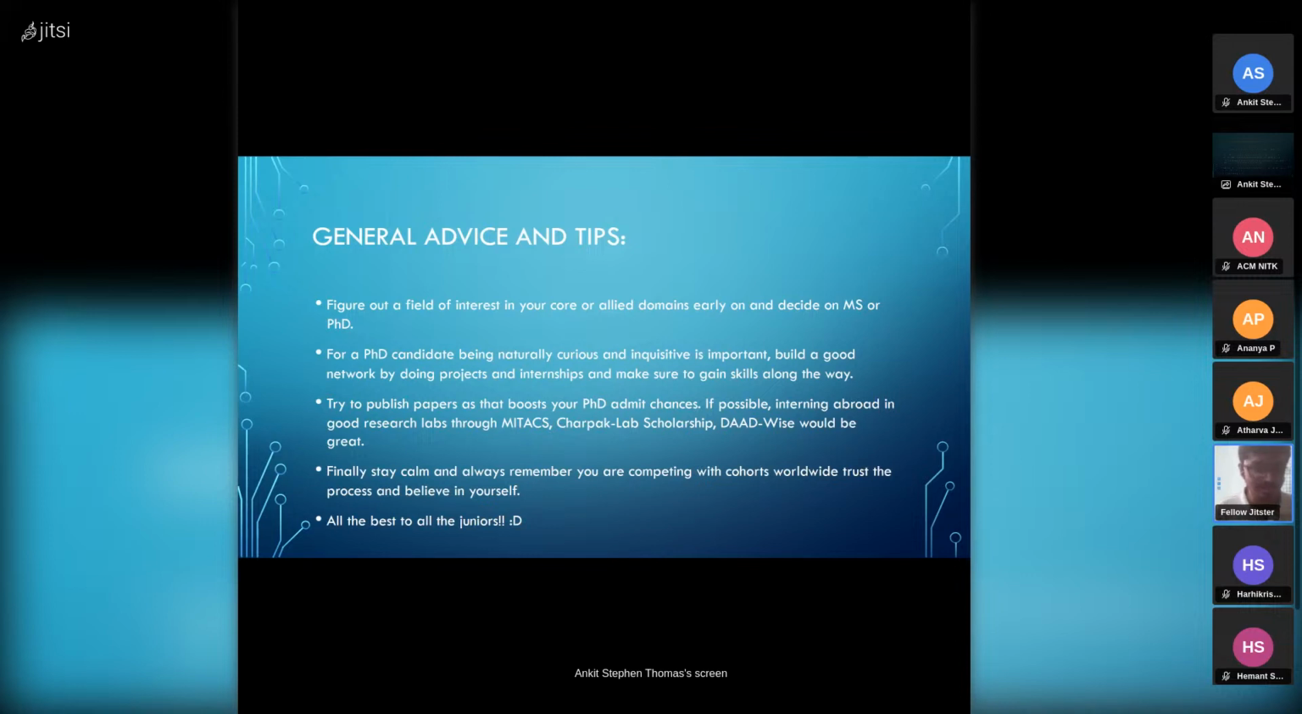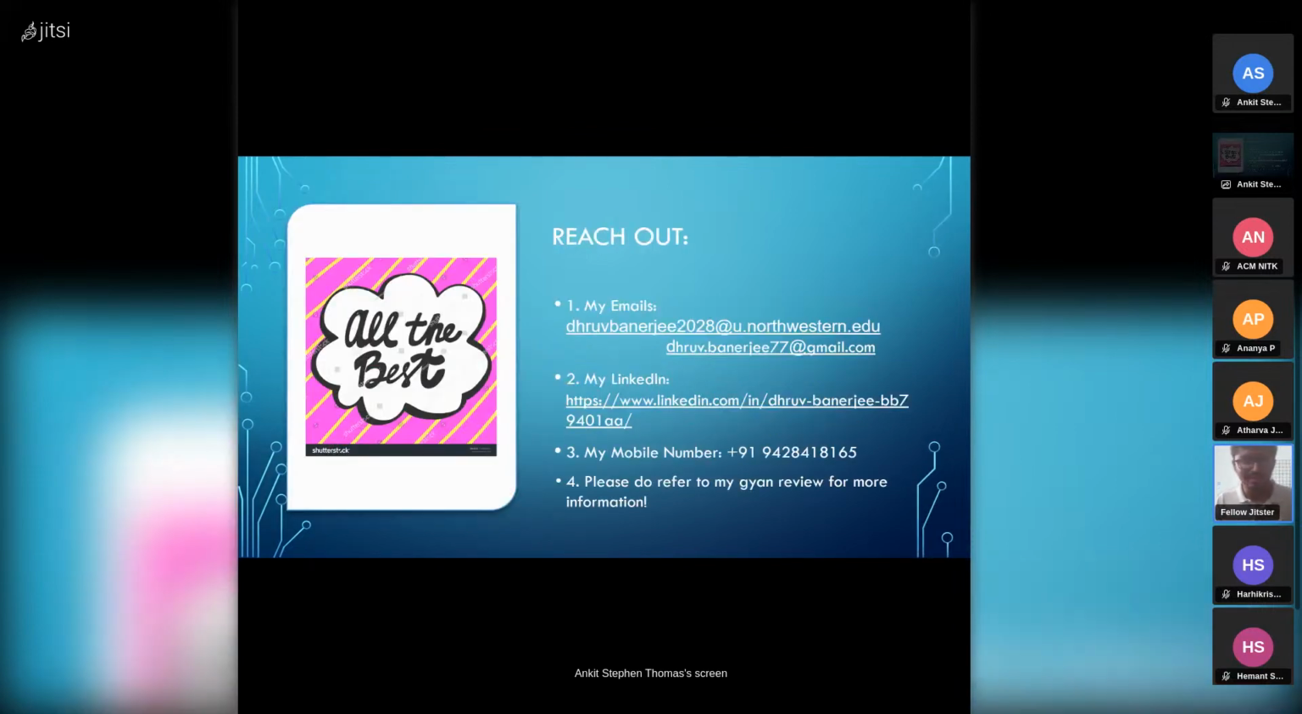Finally, I would say just stay calm, believe in yourself. I agree that this could be a tough journey since you're competing with cohorts from all around the world, not just India. But yeah, believe in yourself and just work towards your objective with an open mind and have a good support system of friends and family. I think you should be good. So all the best to you all. Could we move to the next slide, please?